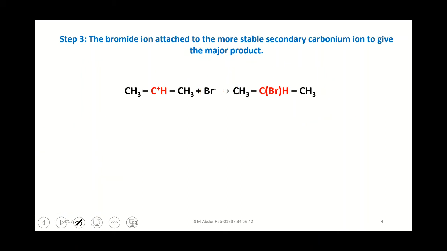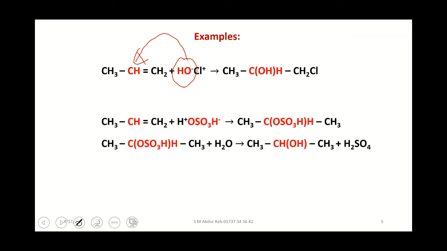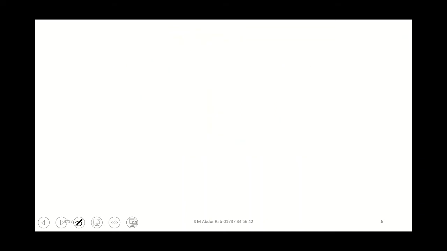This is the mechanism of Markovnikov's rule. Let us see some examples. When HOCl reacts with propene, the negative part, that is OH minus, becomes attached to the red colored carbon atom because it has the lesser number of hydrogen atoms. On the other hand, when sulfuric acid reacts with propene, the OSO3H minus negative part becomes attached to the red colored double bonded carbon atom because it has the lesser number of hydrogen atoms. So my dear friends, to understand well, keep practicing.